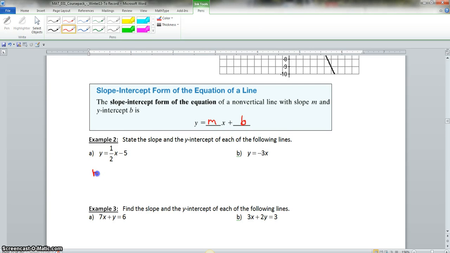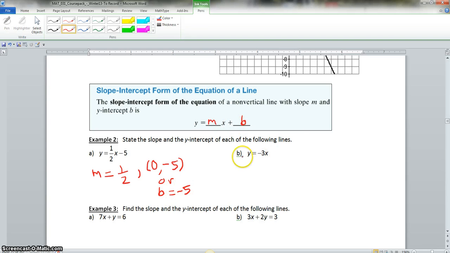Now, for example 2, it says state the slope and y-intercept of each of the following. Y is by itself, so the slope is the coefficient of x, which here happens to be 1/2. And then your y-intercept, we typically write it as an ordered pair. First I want you to write it as an ordered pair, which would be 0, negative 5. Or it could be written as b is equal to negative 5, because this lowercase b represents your y-intercept.